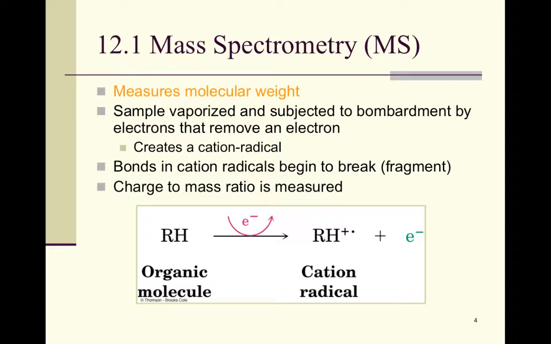Mass spectrometry, MS. This measures the molecular weight of our compound. The sample is vaporized and subjected to bombardment by electrons that remove an electron, and this creates a cation radical. Bonds in cation radicals begin to break down or fragment, and we're able to measure the mass-to-charge ratio. We have our organic molecule, it's bombarded with an electron, the cation radical is formed, and it's this cation radical that we detect in mass spectrometry.